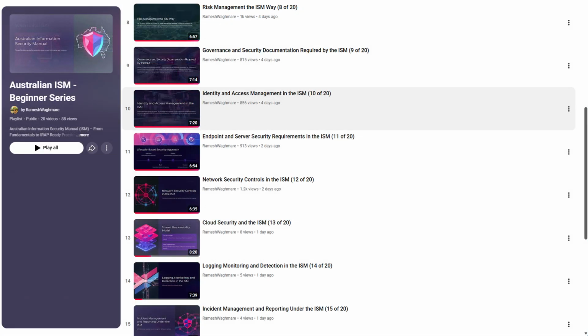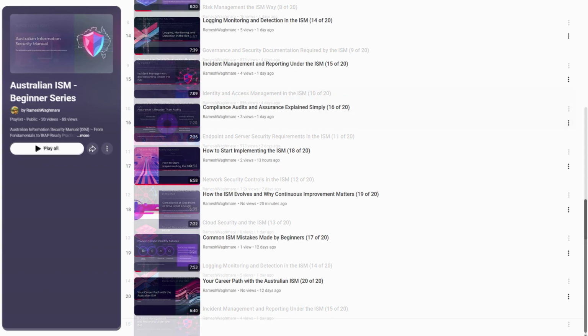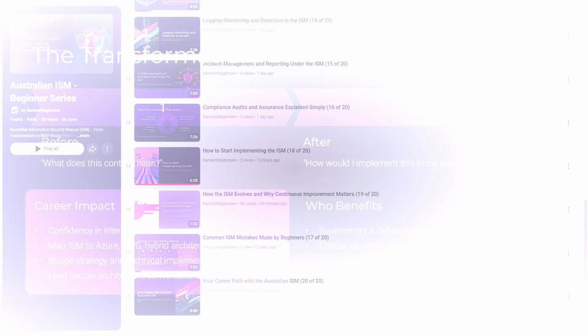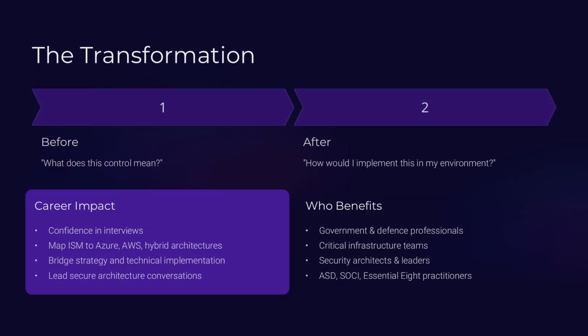By the time you reach governance, documentation, identity, and access management, endpoint security, network controls, cloud security, logging, incident management, and compliance audits, you are no longer confused. You are thinking like a practitioner, and that changes everything. Instead of asking, what does this control mean? You start asking, how would I implement this in my environment? That is the shift this playlist creates in you.